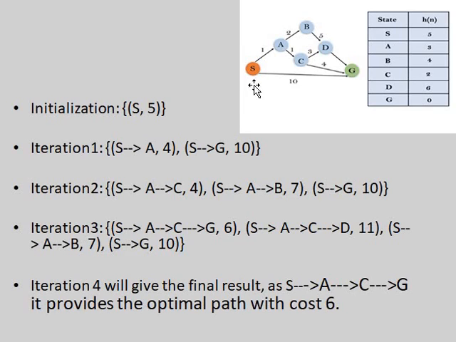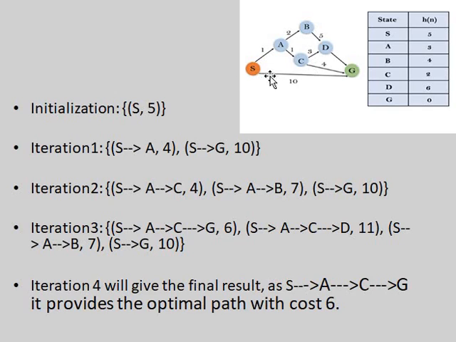So in the first step, we will initialize the starting node. Suppose your starting node is the S node. Add that node in the open list. The heuristic value of this node S is 5, so the second member you have to add in that list is your heuristic value.